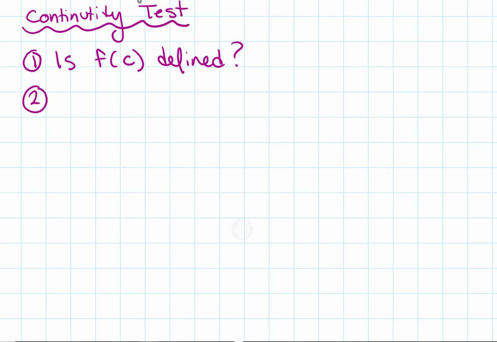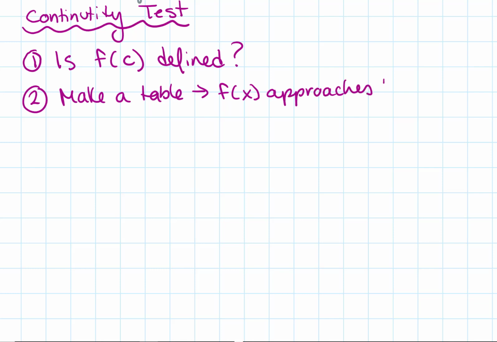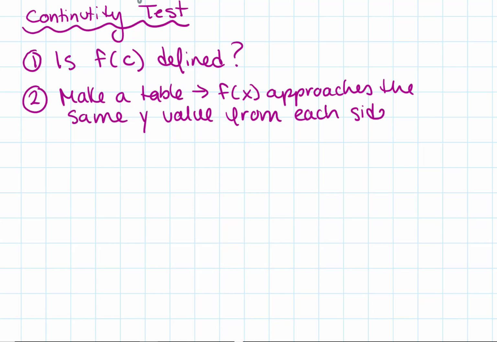The second thing we're going to do is we're going to make a table. And we're going to see if f of x, which is really our fancy word for y, approaches the same y value from each side, meaning the left side and the right side.